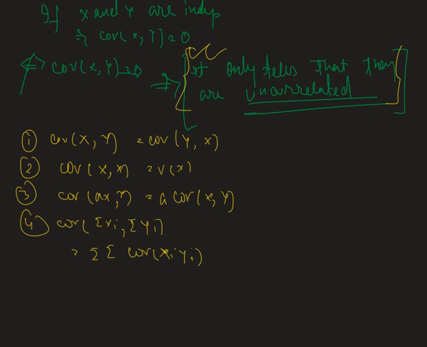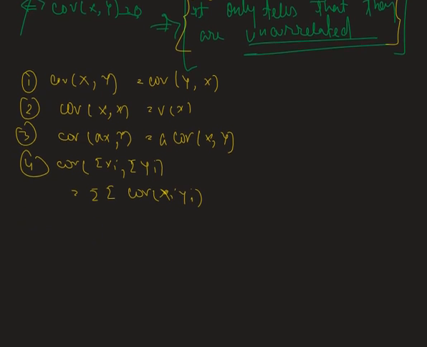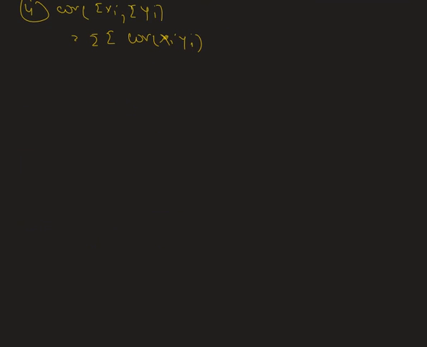Okay, now another thing that we should know, and which is a very important point when we are learning covariance of random variables, is that variance of x plus y is equal to variance of x plus variance of y plus 2 times covariance of xy if x and y are correlated.